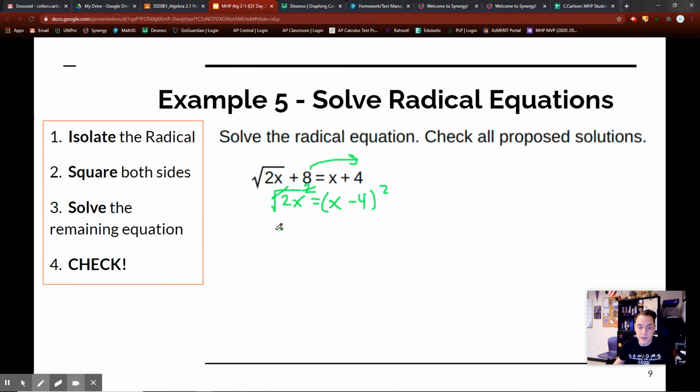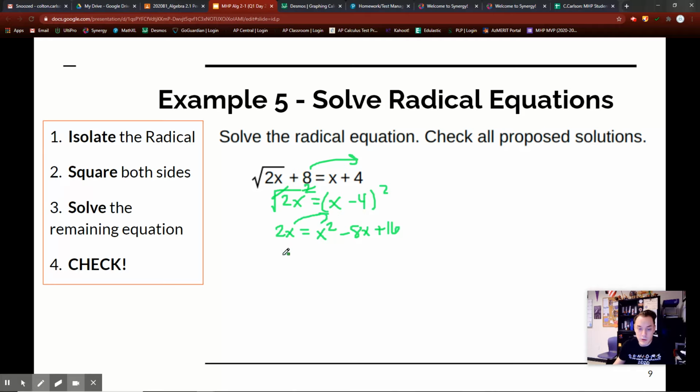To square, that goes poof. I have 2x equals, I'm actually going to FOIL this all out, all in one sweep: x squared, and then this is going to be minus 8x and then plus 16.